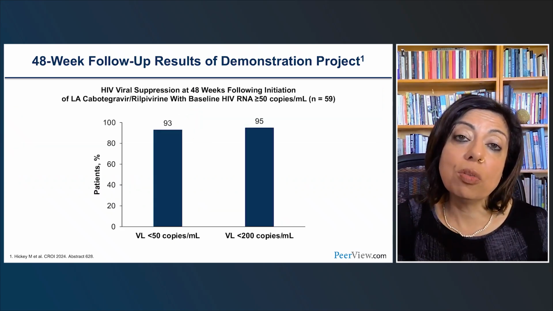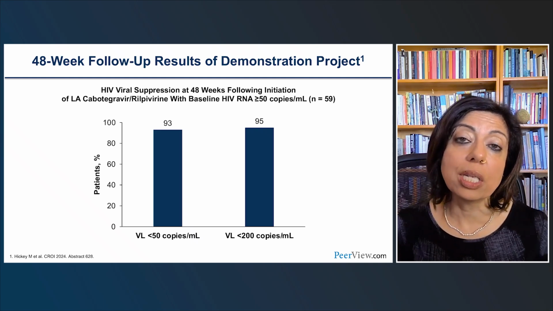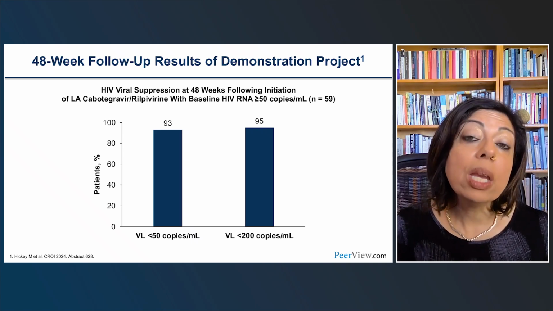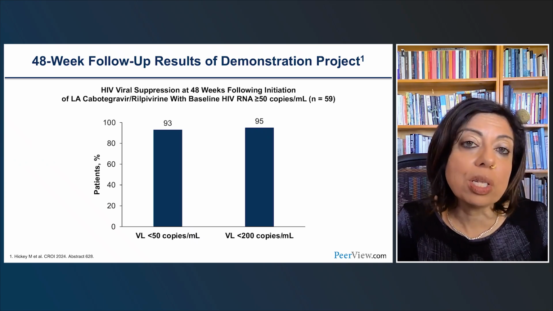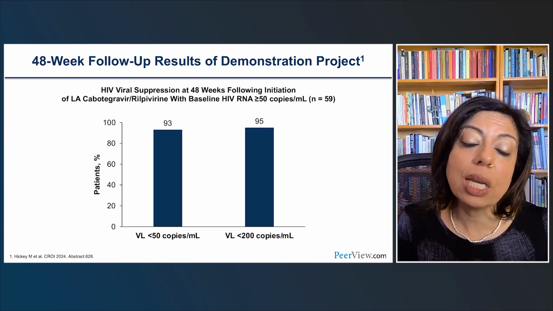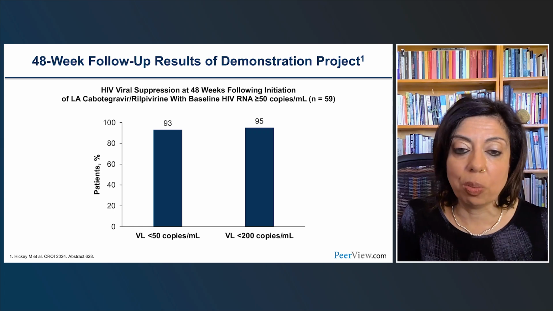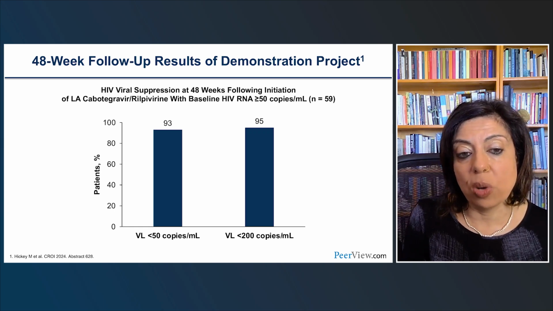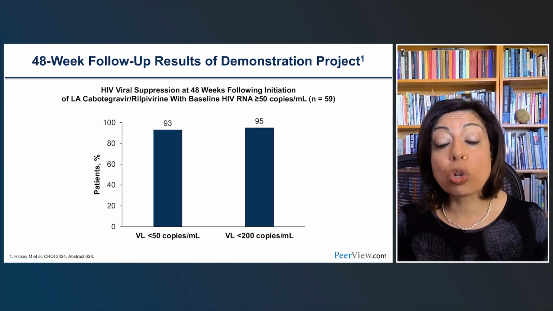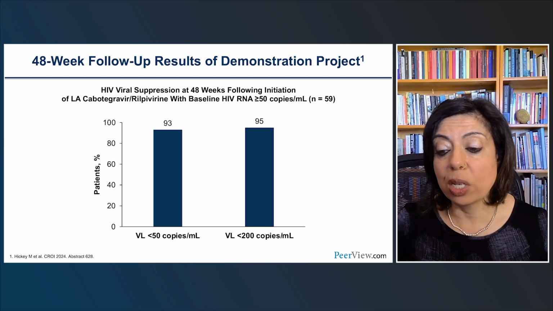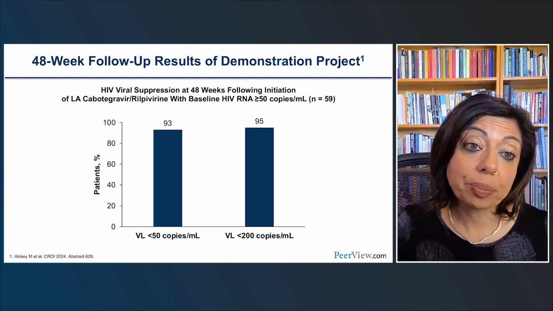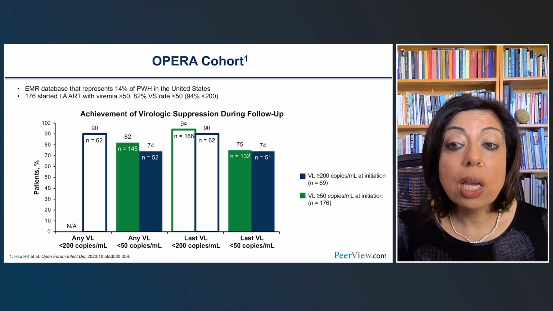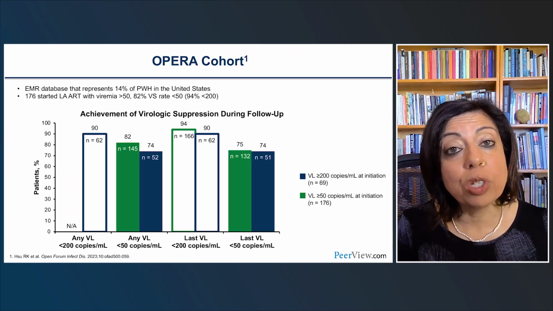Of those 59 individuals who were started on long-acting ART in the setting of viremia, 93% at 48 weeks were still virologically suppressed with a viral load of less than 50, and 95% were virologically suppressed with a viral load of less than 200. So really encouraging durable virologic suppression rates in those who started long-acting Cabril in the setting of viremia. We're not the only demonstration project or clinic that's been doing this.